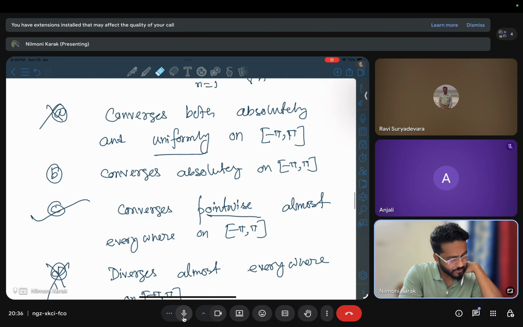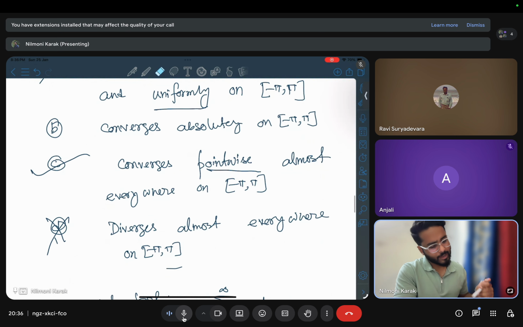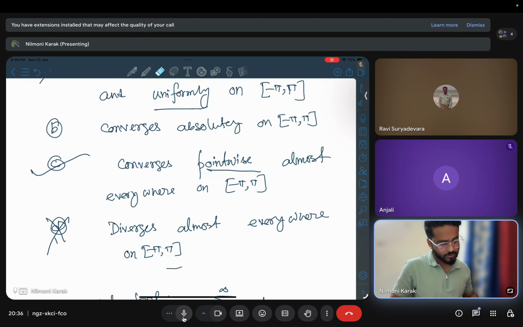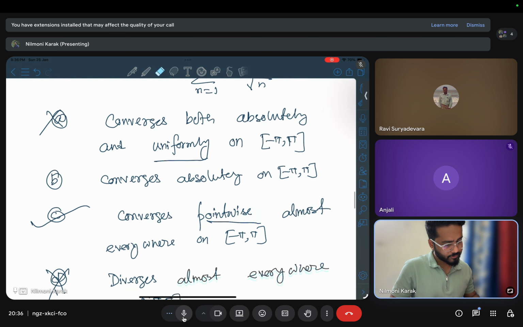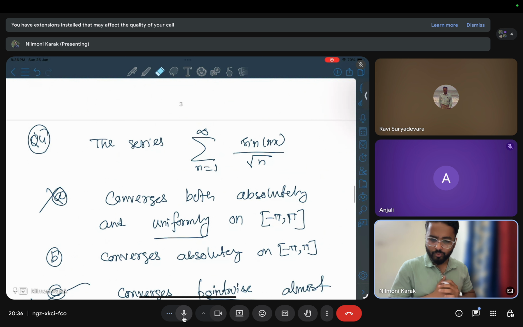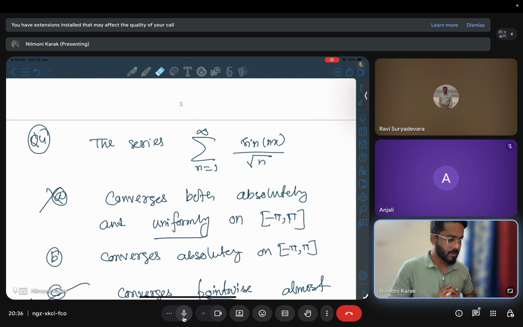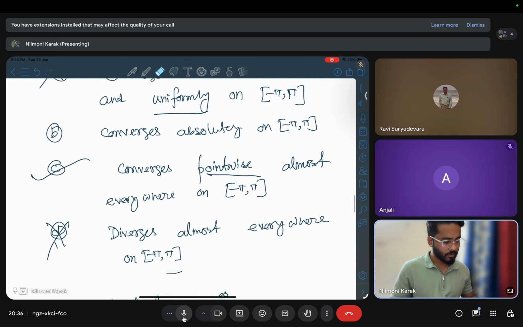Okay, diverges almost everywhere. That is good. This is incorrect, but if we put x equals 0, cos is there, this sine.